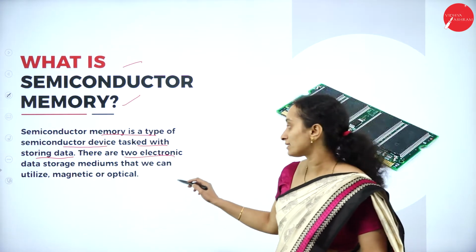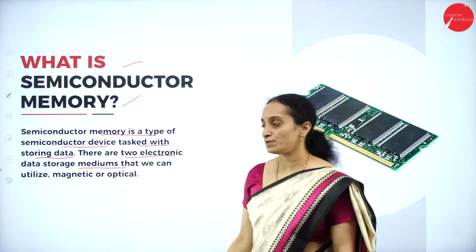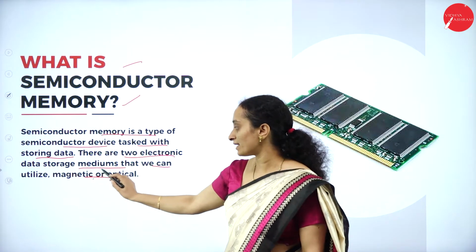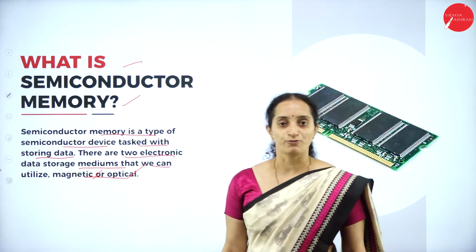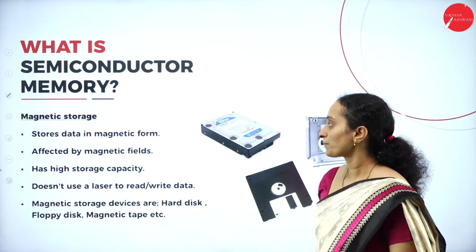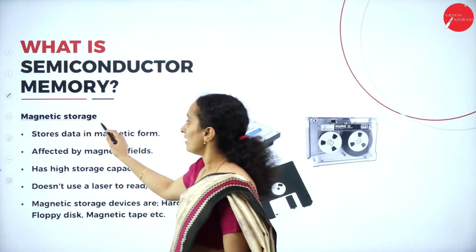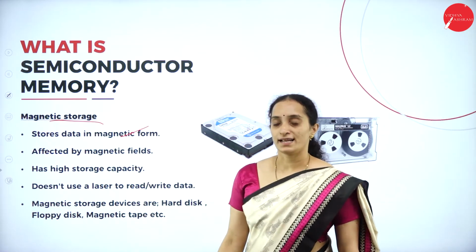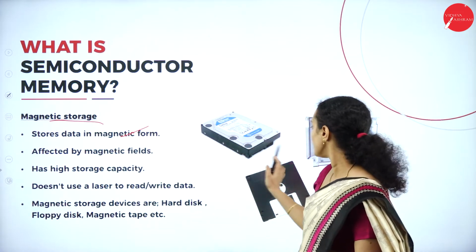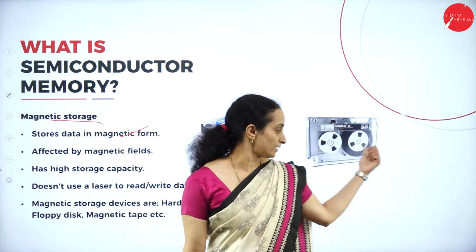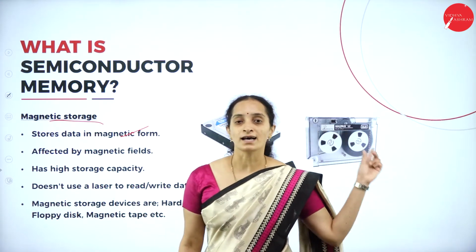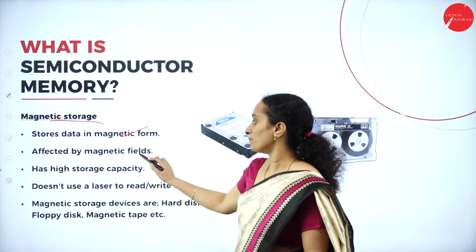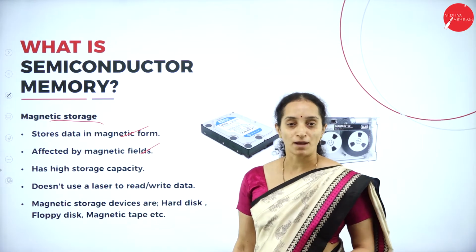There are 2 electronic data storage mediums that we can utilize for storing the data, the magnetic or optical type of storage. Magnetic storage stores the data in magnetic form, like magnetic disks and tapes. This is the disk and this is the tape. They store the data in a magnetic form. It is affected by magnetic fields.